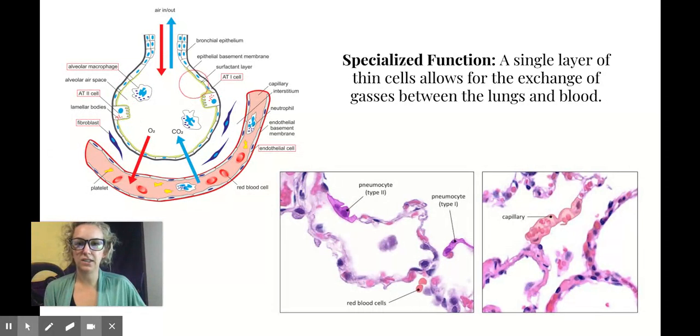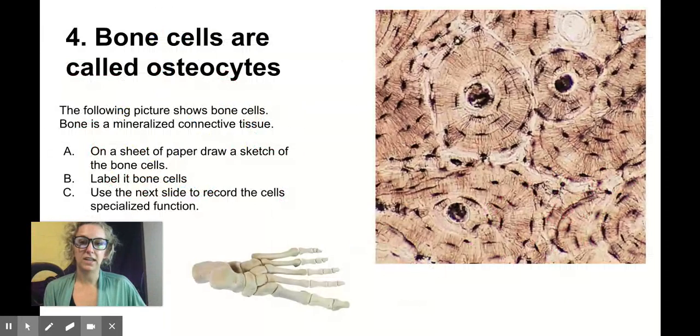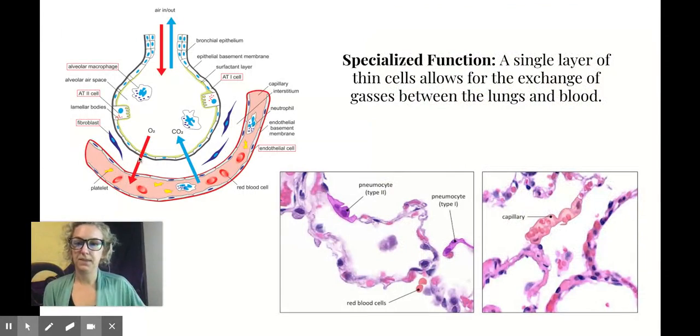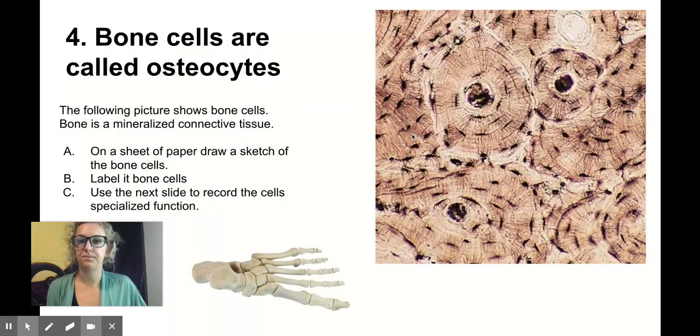It's a single layer of cells, very, very thin. And the reason it is thin is so that a gas can get through it very easily. It gets through the spaces between cells. So on your notes, make sure to write down the specialized function. Pause me at any time. I'm going to move on.